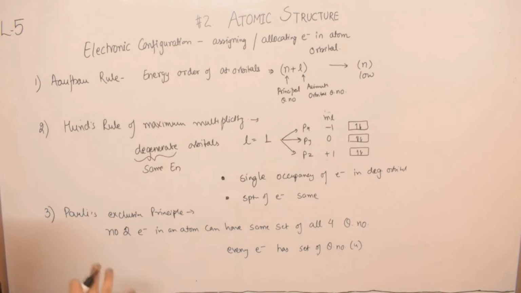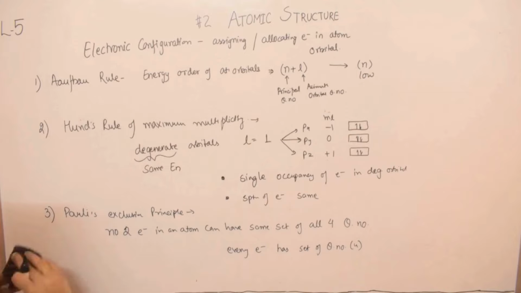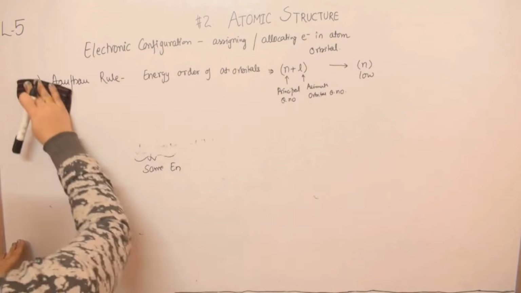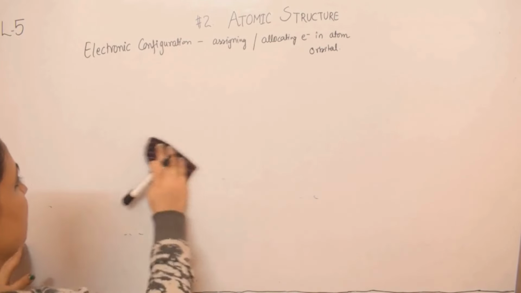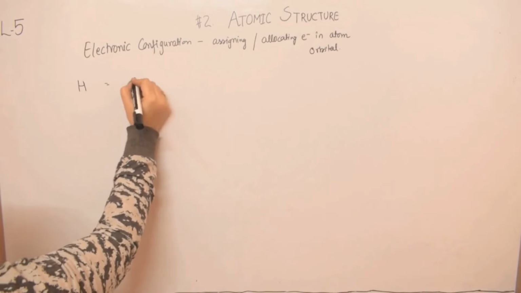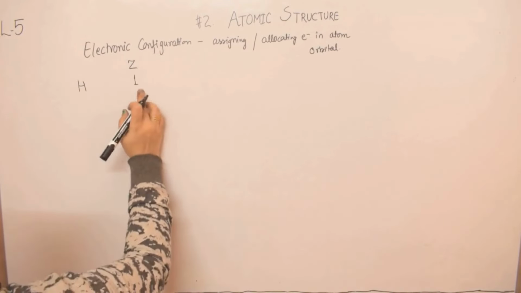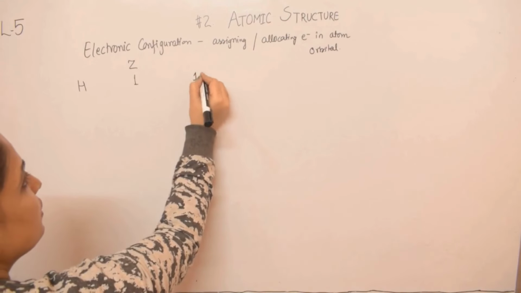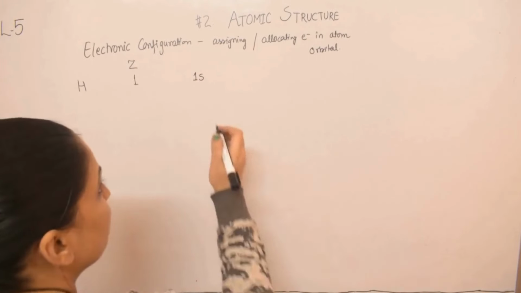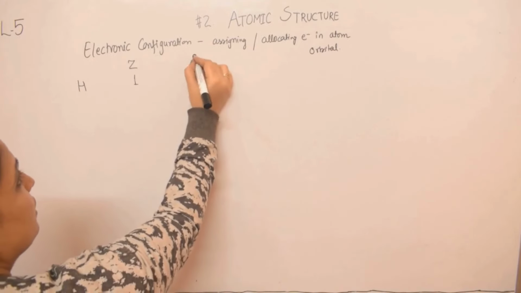So let us see how we apply these rules in determining the electronic configurations as a whole. In case of hydrogen, we have 1 electron. Here I am writing the atomic number Z. So 1 electron will go to the lowest energy, which is the 1s orbital. And since each orbital can have a maximum of 2 electrons, I am representing this as superscript 1. So this is my electronic representation.